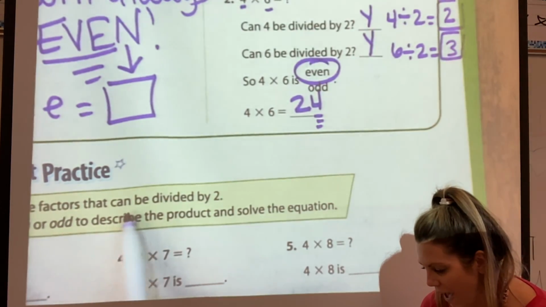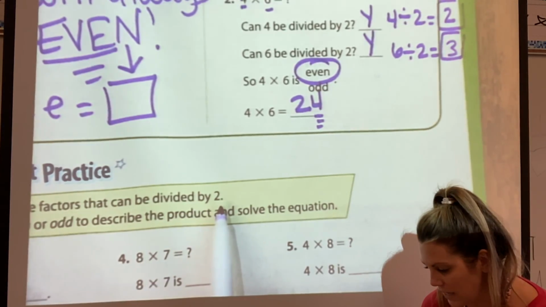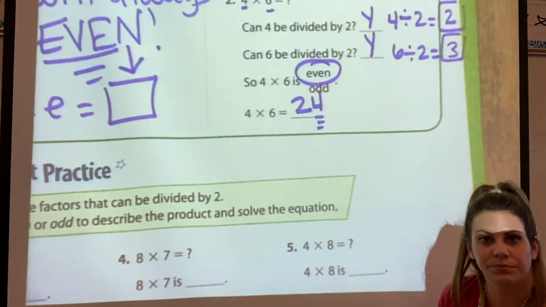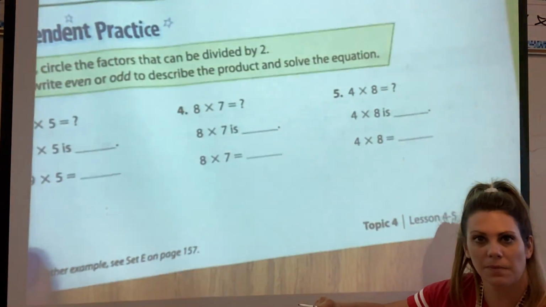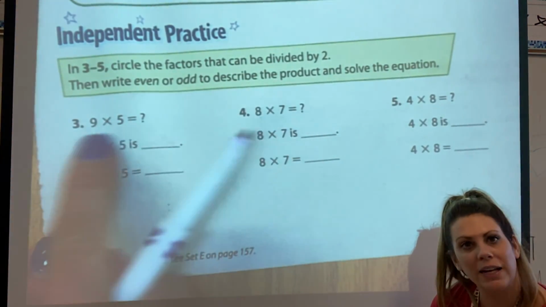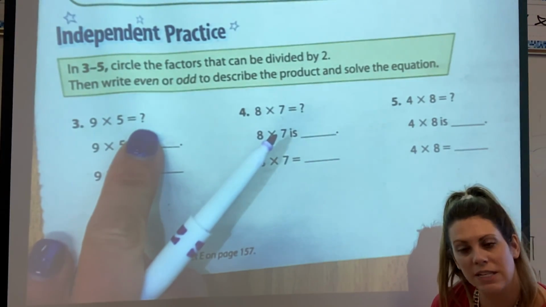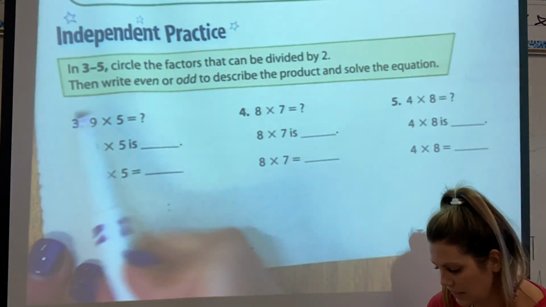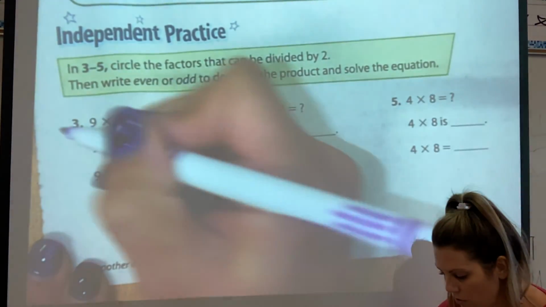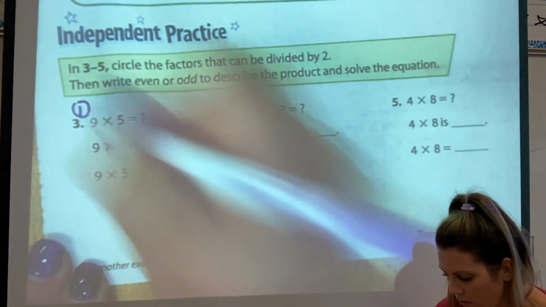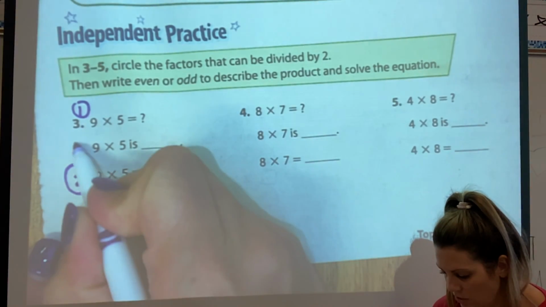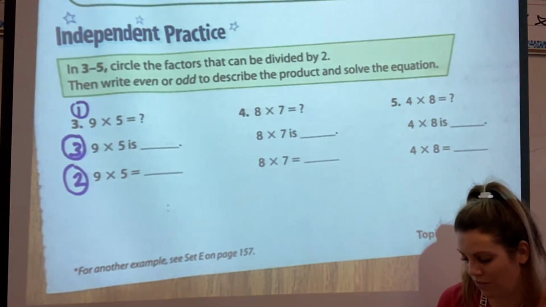All right, so you are going to do the next part. It says circle the factors that can be divided by 2. So here's your factors. You see it? Yep. Here's your factors. Can either of these be divided by 2? Well, you're going to have to see, okay? Then it says, write even or odd to describe the product. So I'm going to give you a little clue. I want you to do this one first. Then I want you to do this one. Then do this one. So how about we'll do one together, okay?